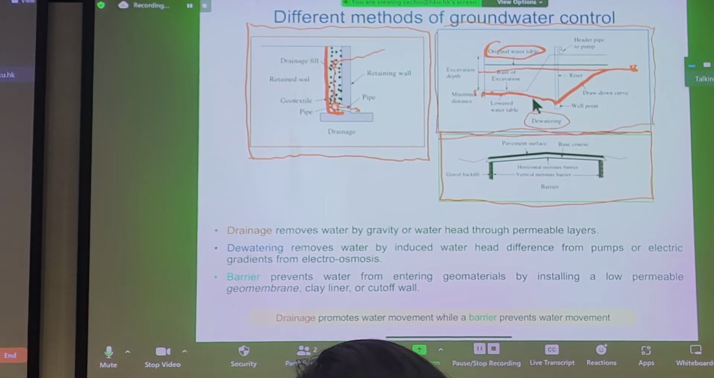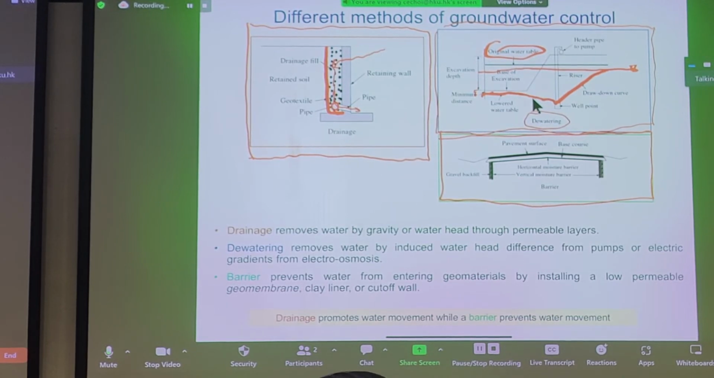And barriers can be clay layers as well. It can be like a very thick clay layer, which is relatively impervious, right? It can be used as such. So, what you see here are three means of groundwater control: drainage, dewatering, and barrier.